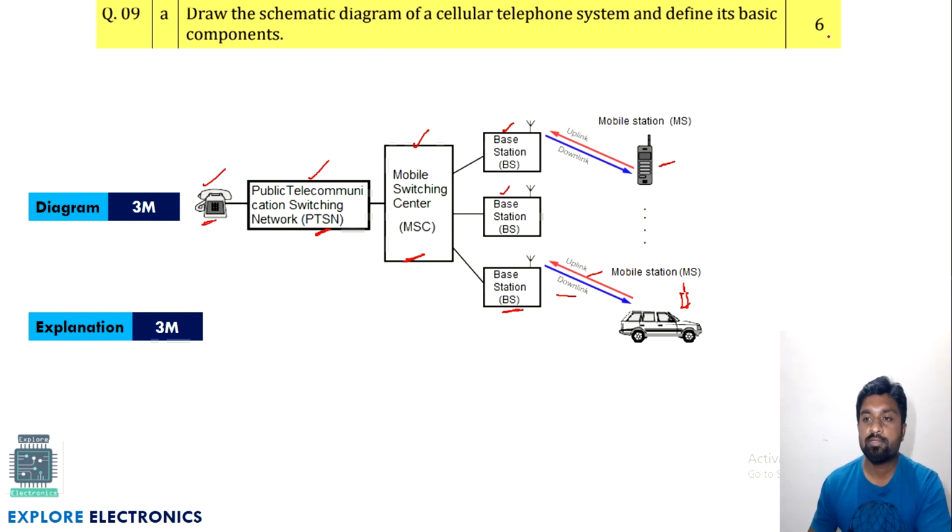This much carries 6 marks. This block diagram carries 2 to 3 marks, and the explanation carries the remaining marks. Here we need to write 3 or 4 lines of explanation for each block.